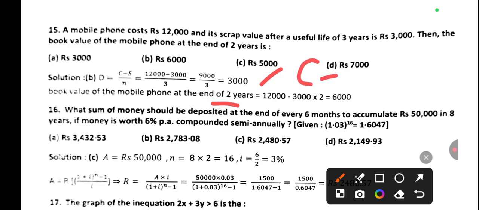D equal to C minus n into d. So the total cost is 12,000, number of years is 2, depreciation is 3000. Do you remember this formula, children? C minus n into d. So C is that amount 12,000, minus n is the year 2, d is the depreciation. So do it and get the answer 6,000. Clear? Check.